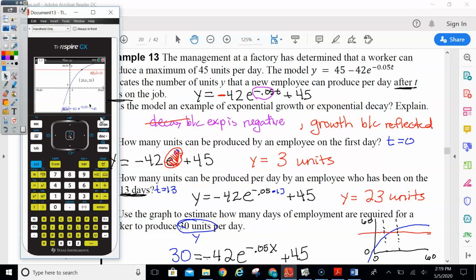And it tells me that x equals, which is time, 20.6, but time here is in days. So it would be okay for me to round this to say 21 days. So here x is 21 days. So after 21 days on the job, they'll be able to make 30 units.